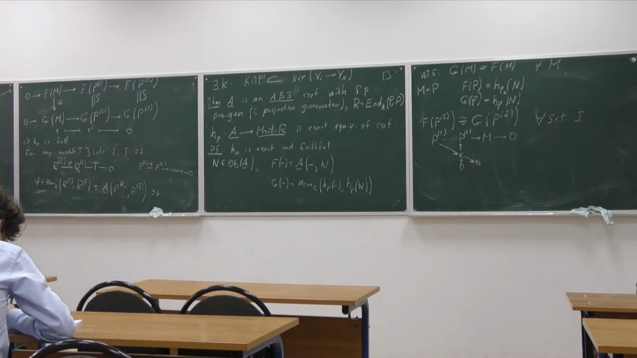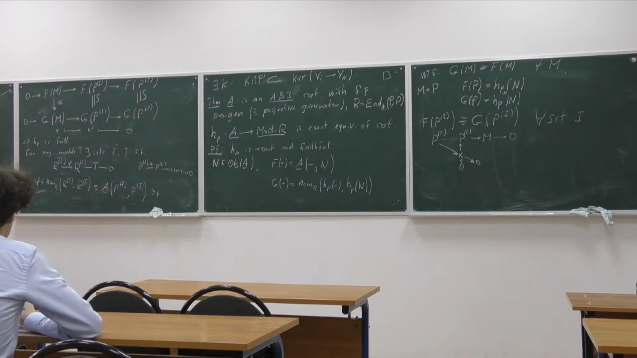Because f and g are contravariant, yes, they're both contravariant. What? Well, the functor h sub p is covariant more or less by definition. This is the Hom where the first argument is fixed, and then in the second argument Hom is covariant.